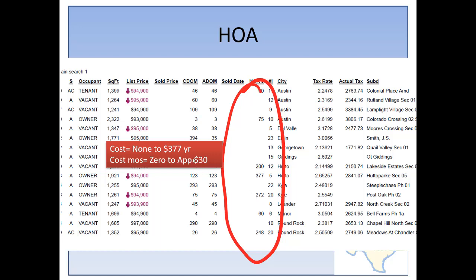I mean, we go from $0 to $30 and all the way up to $377 a year is what you're looking at for these things. So again, when you're talking about cash flow, this is one of those things that starts to bite you.